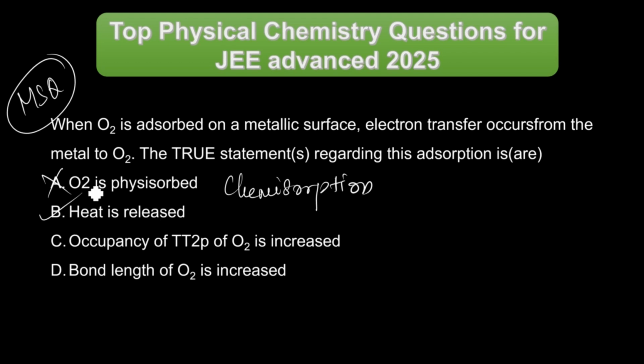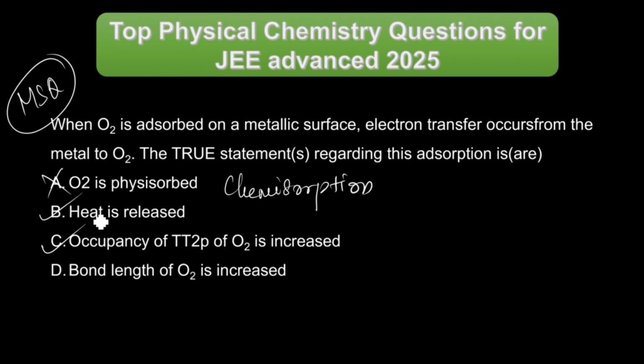So heat is released, so this can be a right answer. Then the occupancy of pi 2p of O2 is increased, obviously. The metal to O2 electron transfer is happening, so O2 gains one more electron, which means pi 2p will get one more electron, right? So that will get increased. Then the bond length of O2 is increased.